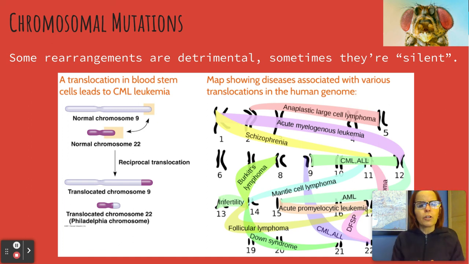So take a look. There's a normal chromosome 9 and a normal chromosome 2. There's a translocation, and it can lead to a type of leukemia. That's an example. This map shows a whole bunch of different translocations and different genetic diseases that are associated with these translocations. Remember, a breaking of one chromosome and a reattaching to the other, but sometimes completely harmless.